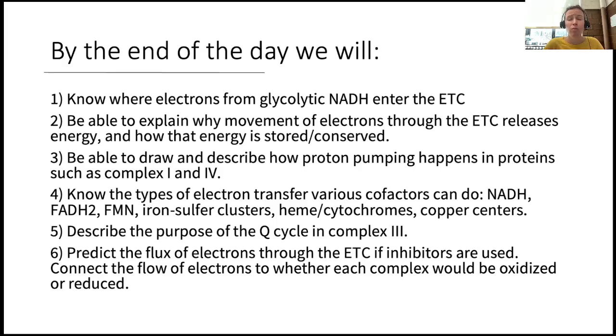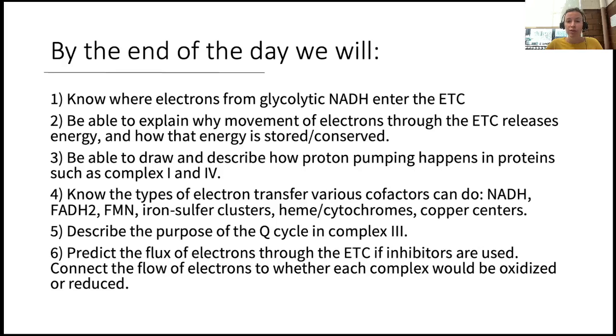We will have an understanding of where electrons from glycolysis come into the electron transport chain. Remember, those electrons are coming from the NADH that glycolysis produces. We'll understand why movement of electrons through the electron transport chain releases energy and how that energy is conserved. We'll understand proton pumping that happens in complexes 1 and 4. We'll look at many different types of electron transfer and many different types of cofactors that can do electron transfer. We will understand what the purpose of the Q cycle is in complex 3.